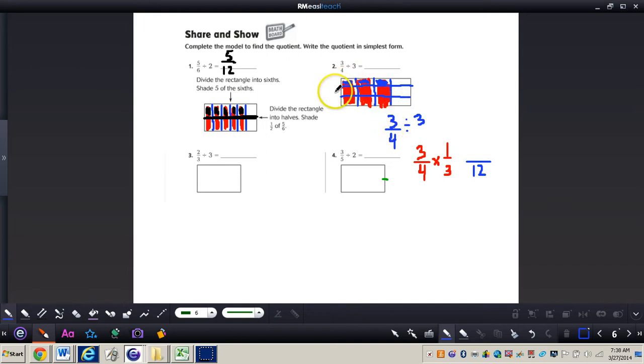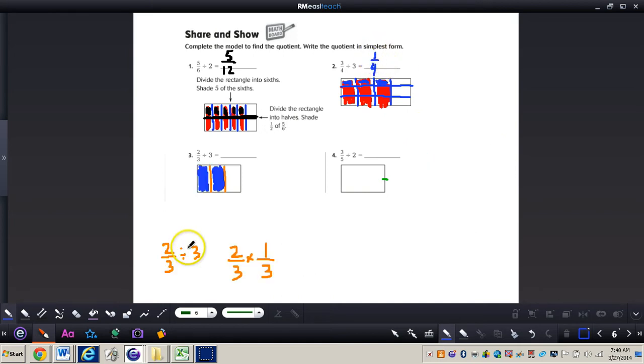Now that we've done that, we can easily see that my fraction 3/4 divided by 3 is 1, 2, 3 out of 12 pieces shaded in total. So 3/12, and that can be reduced all the way down to 1/4. Okay, so for number 2, my answer is 1/4. Okay, let's take a look at number 3, and I want you to do that with me.